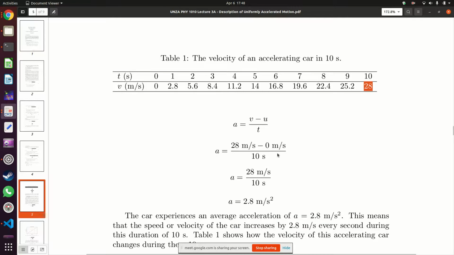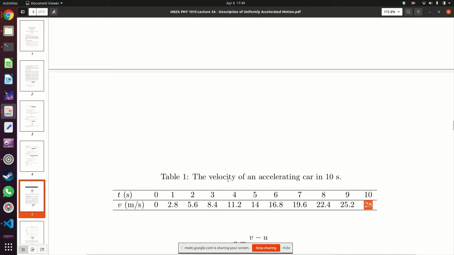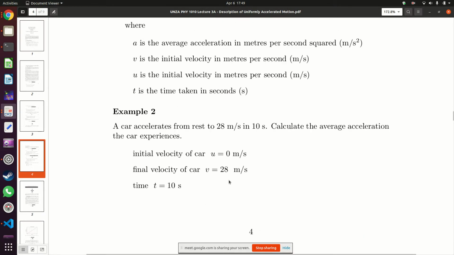So this is an estimate of what we think happened using average acceleration. We think the velocity of this car was increasing by 2.8 meters per second. However, you and me did not see this car, so we don't really know exactly whether this is what happened.